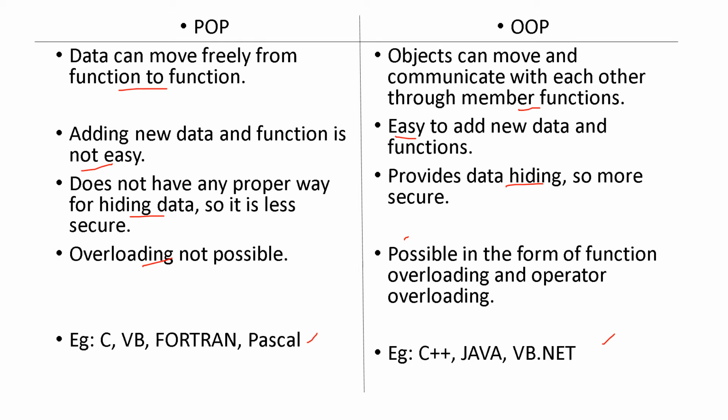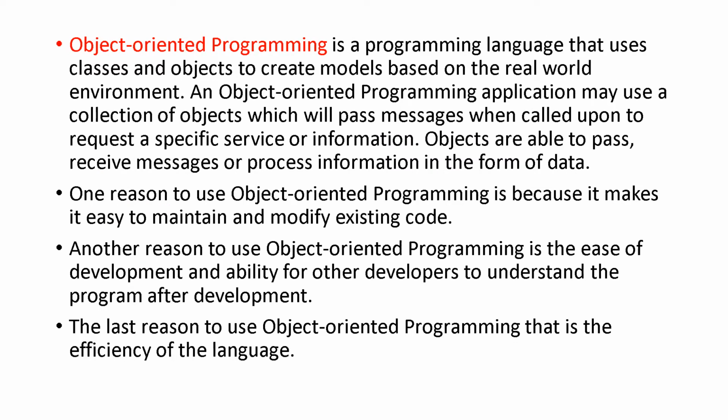C++ is OOP, and that is what we are studying in detail. We know OOP is object-oriented programming. That is C++. It is an important object-oriented programming language that uses classes and objects to create models based on the real world environment. That is, classes are used and objects are being used.